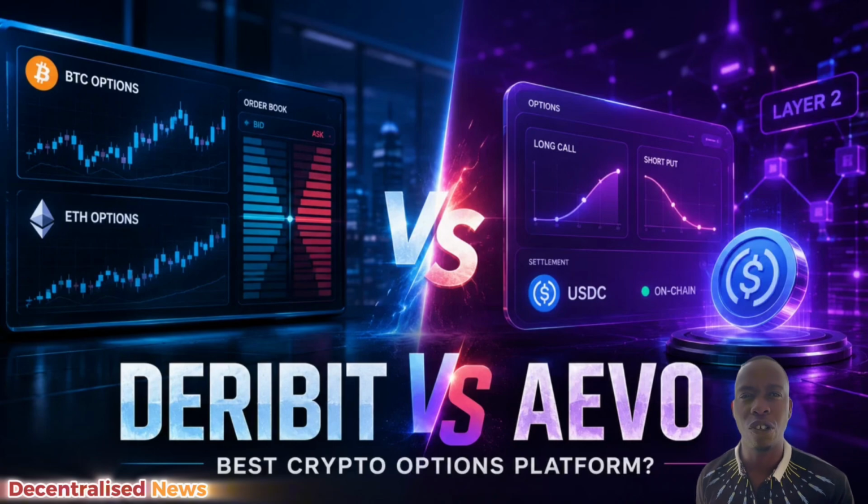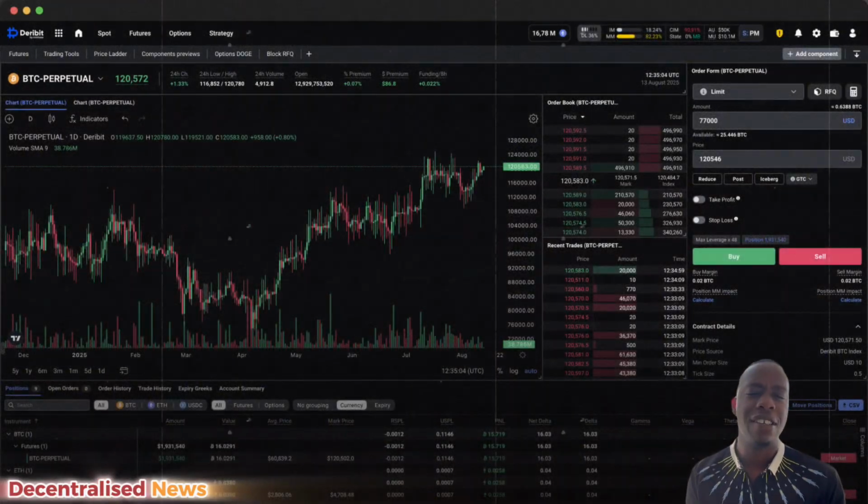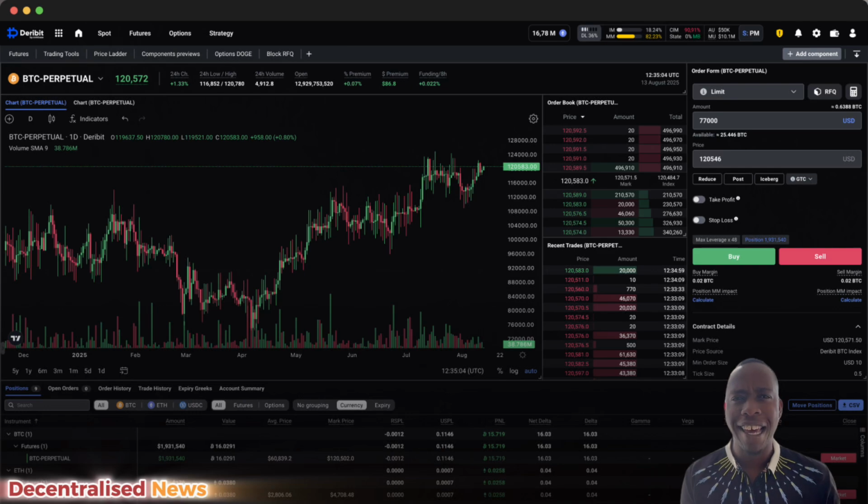right? On one side, you have a platform like Deribit, BTC and ETH options, liquidity, tight spreads, professional Greeks, portfolio margin, cross-collateral, Friday expiries and institutional flow, as well as having Coinbase ownership, right?